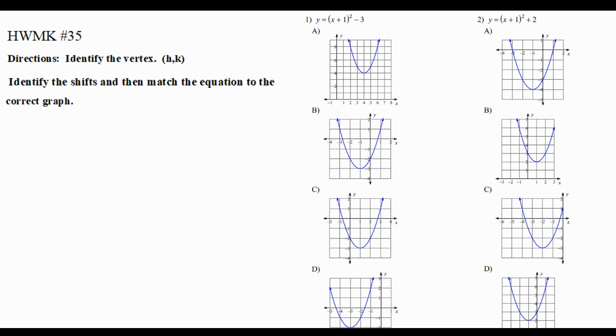So this is homework number 35. Identify the vertex and then match the equation to the correct graph. So this is number 1, and then this is number 2. If you're doing your homework right now, then you can hit pause. And just don't forget to write down your vertex, right? What is your H, K from the equations? You should at the bare minimum be writing down the vertex, and then match it to the letter A, B, C, or D. So hit pause if you're doing this from this video. Otherwise, I'm going to move on.